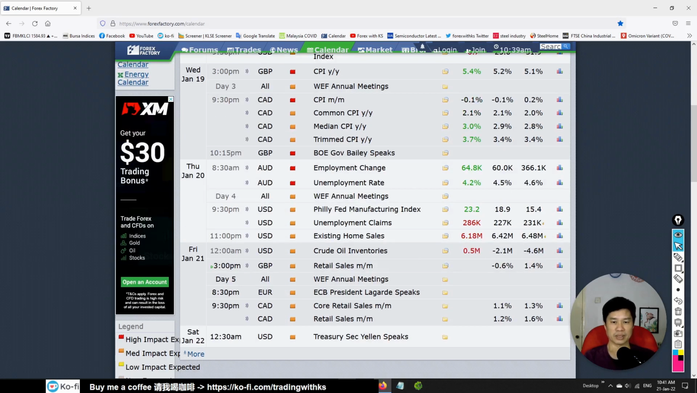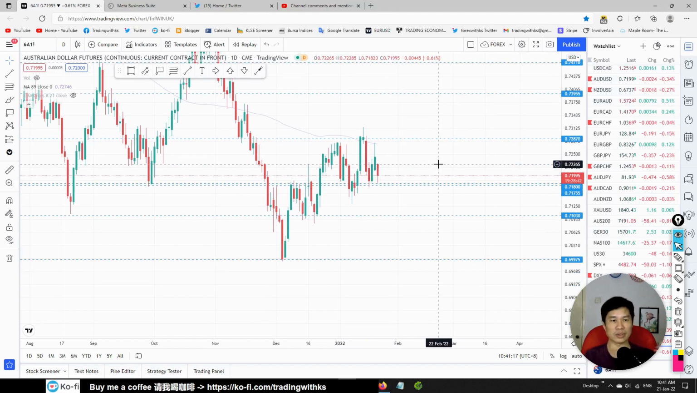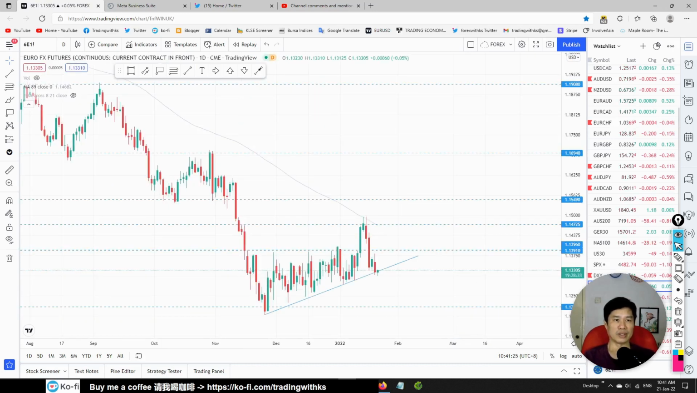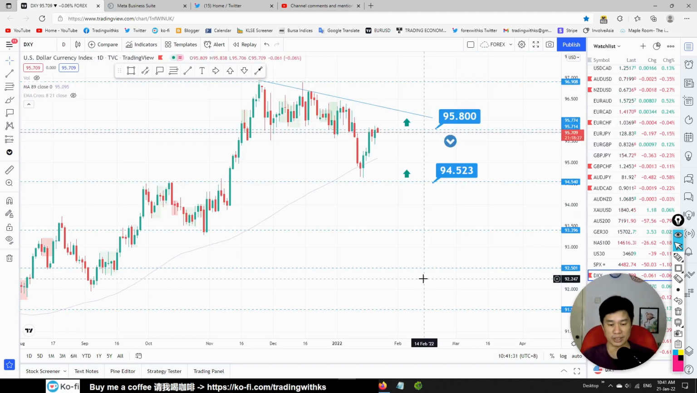Okay, let's dive into the chart. How do I gauge how strong the currency is before I choose the pair? I check out the currency by itself. So I have DXY, Euro futures, and British pound futures. All these are the currency by itself. It's not traded against the other pair, but shows how strong the currency itself is.